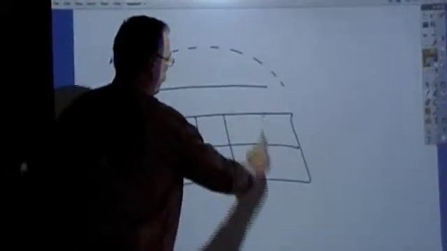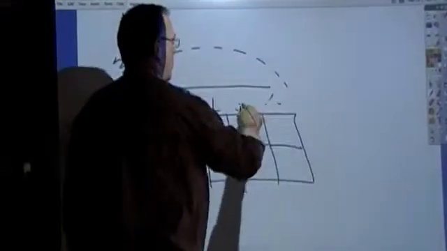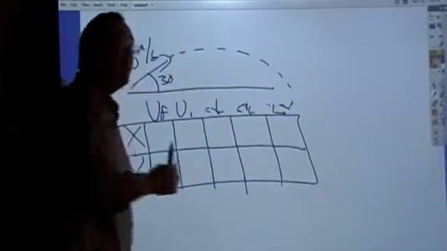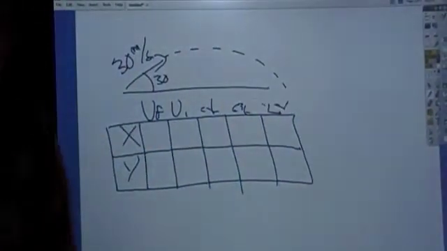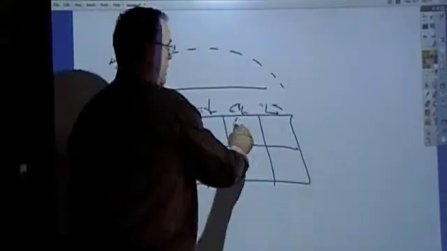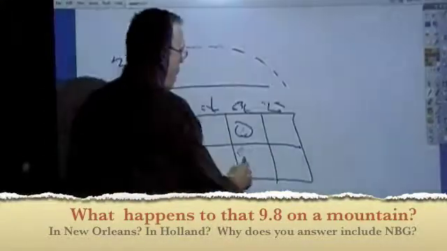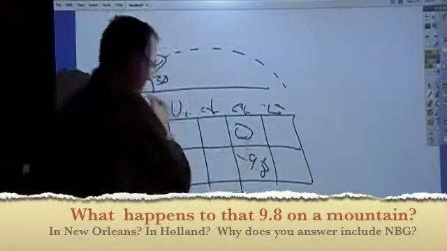1, 2, 3, 4. What are my categories? VIDAT. Without even looking at the problem, we're at Earth at sea level, so what can we fill in? Acceleration in Y. In the x direction, there is no acceleration. In the y, -9.8. Very good.